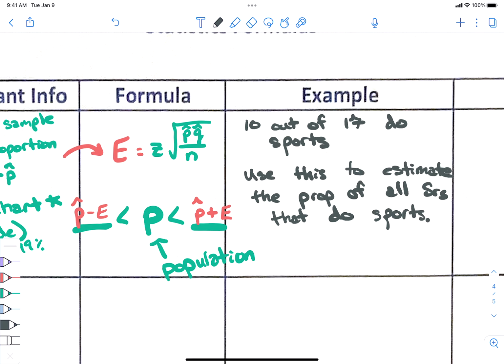Okay, I don't even have a P there at all. P is a percentage, a proportion. I don't have that yet. That's kind of messy. So P hat is kind of hidden, and we do 10 divided by 17 to figure out the proportion, right? The proportion of seniors that do sports. 10 divided by 17. Somebody have that for me? I don't have a calculator. Oh, I do, right here. 10 divided by 17. You might get it faster than me.